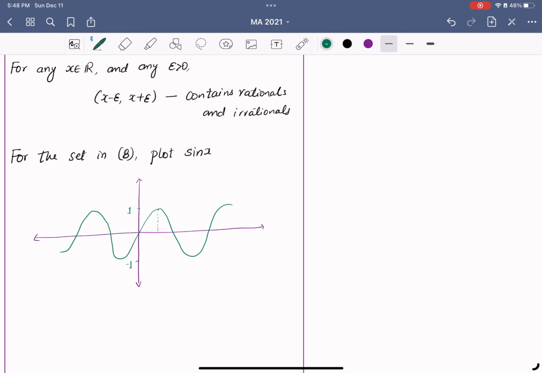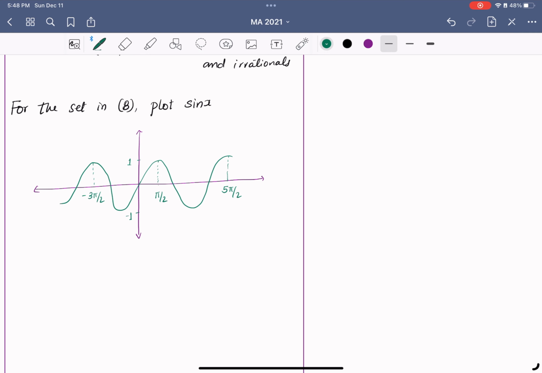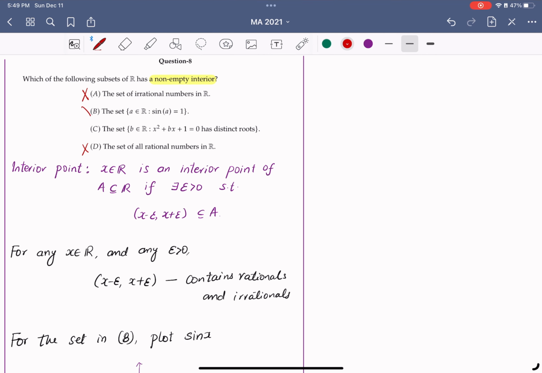Now this peak you see right here is attained at pi by 2. The second peak at the right is attained at 5 pi by 2. The third peak at the left is attained at minus 3 pi by 2 and so on. So you see it takes value 1 at these equally spaced points. In other words, the set B contains no open interval. All these points are isolated points of the set, and isolated points are not interior points. Very good. So it tells us that B is also a wrong answer. So the only option left is option C, and this is your answer.